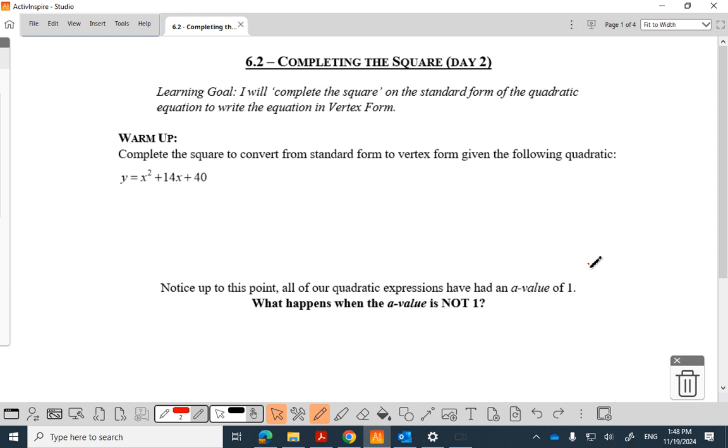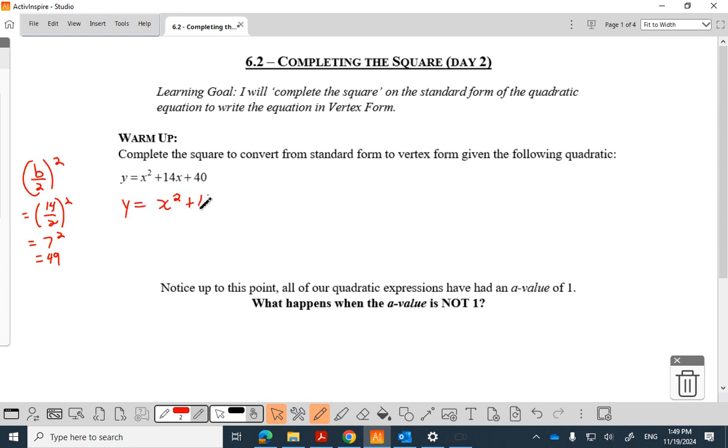I suggest if you really want to keep things neat, when you do work like that, you put it right here to the left. You go b over 2 squared, which in this case is 14 over 2 squared, which ends up being 49. Some people, if the numbers are reasonable enough, don't even show this work. They can divide by 2 and square in their head, and that's fine. So that number gets added in there.